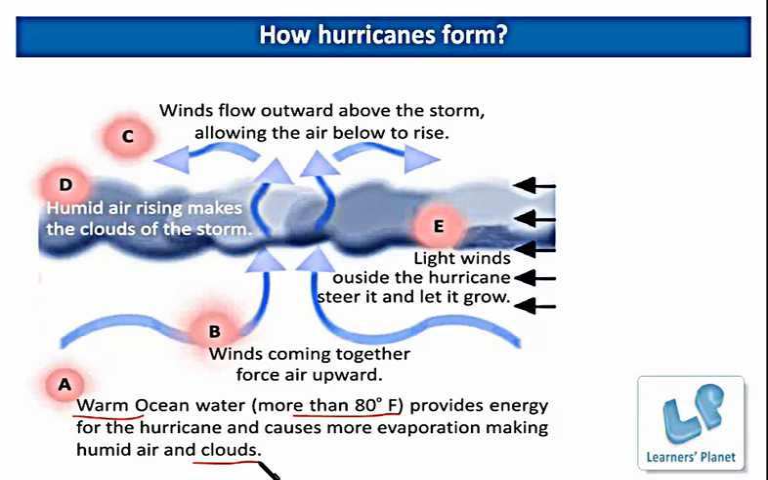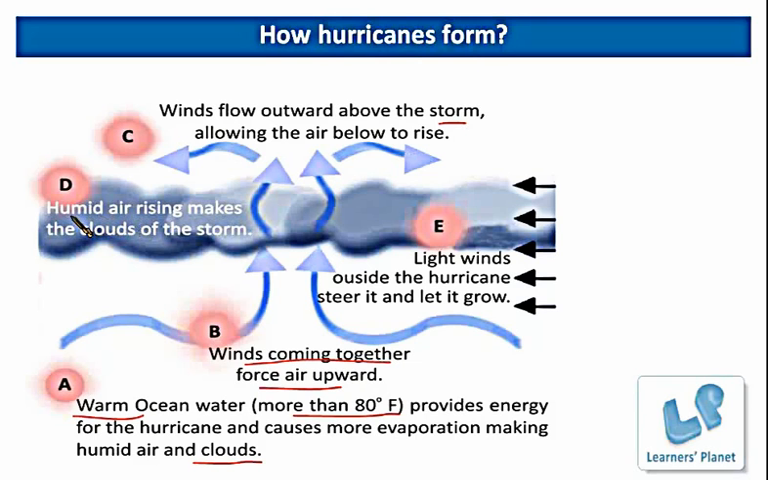Now when the evaporation process is taking place, the humid air forms and finally the winds come together and force the air upwards. Now after this, the winds flow outward above the storm, allowing the air below to rise. Slowly this air rises because of the wind which flows at a very great speed.